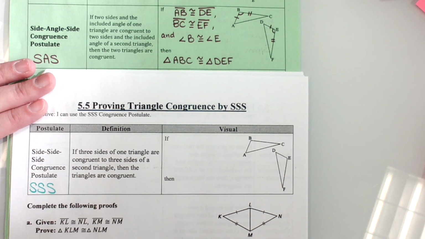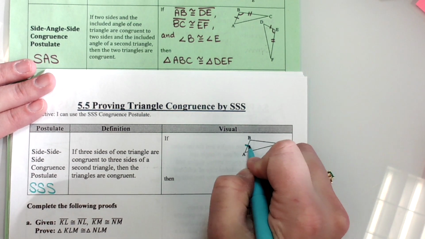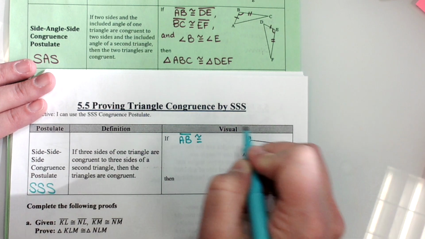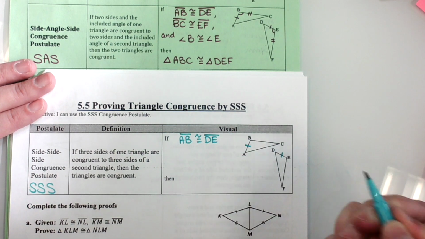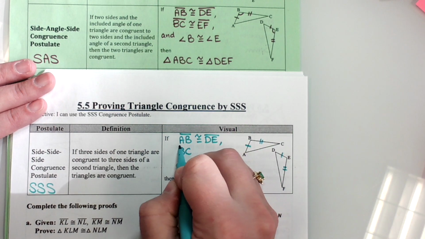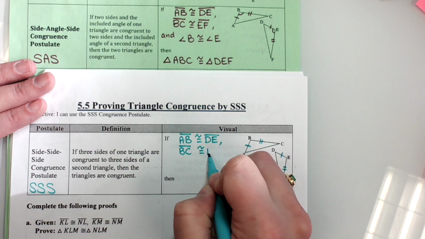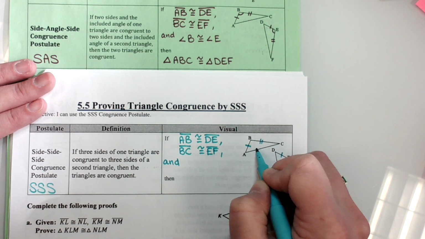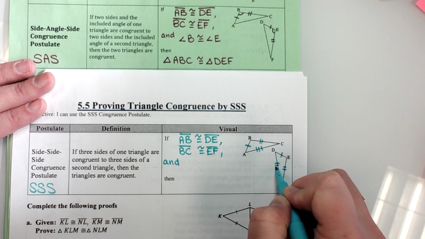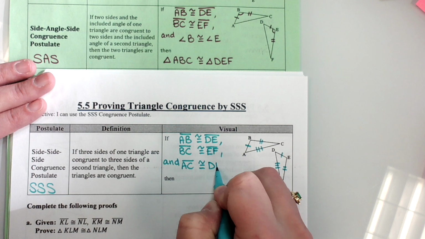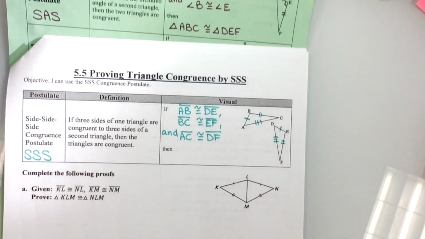And it requires 3 sides of one triangle being congruent to 3 sides of another triangle. So if we have the situation where AB is congruent to DE, BC is congruent to EF, and AC is congruent to DF, then we will have congruent triangles.